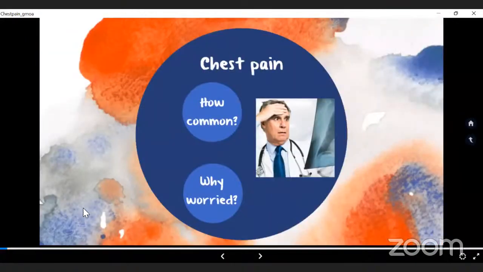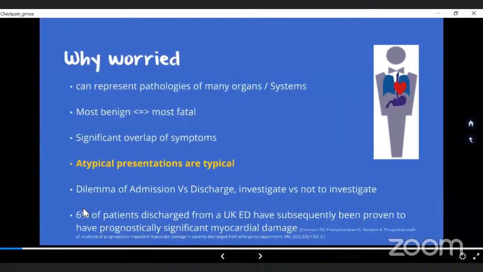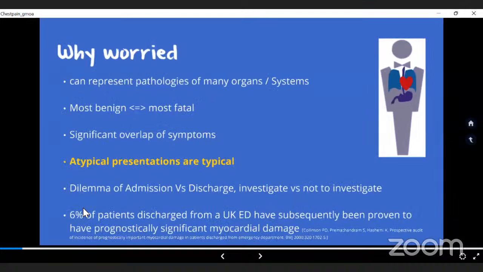Okay, so I don't need to emphasize how common it is. It is very common. I am not going to give you statistics. It's very common. It's everywhere. Kids, adults, males, females, everyone at one point in their life gets chest pain. But why are we worried? Because the chest pain presentation or the symptom of chest pain can be due to many reasons.